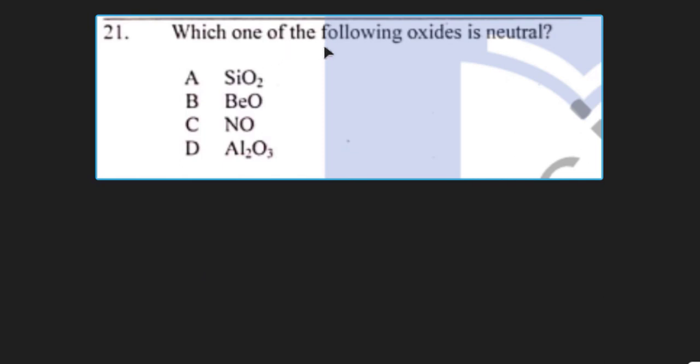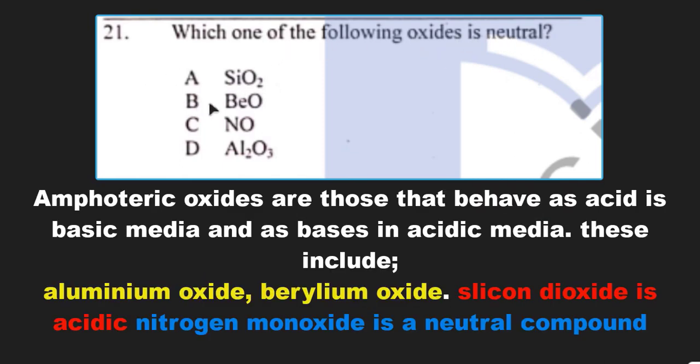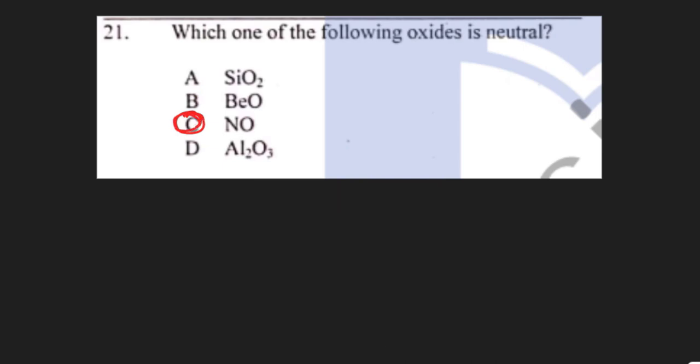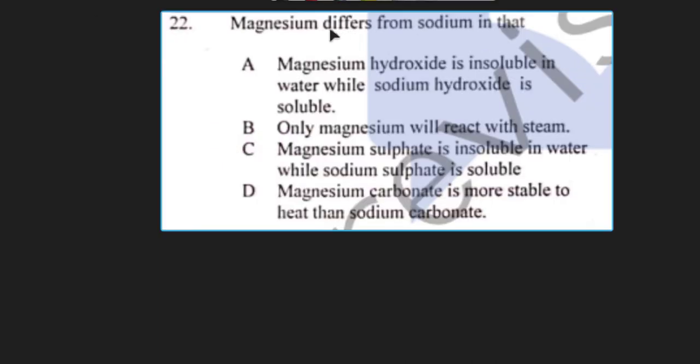Question 21. Which one of the following oxides is neutral? Silicon dioxide is acidic, beryllium oxide is amphoteric, nitrogen monoxide is neutral, aluminum oxide is amphoteric. So making our answer C. Nitrogen monoxide is neutral.